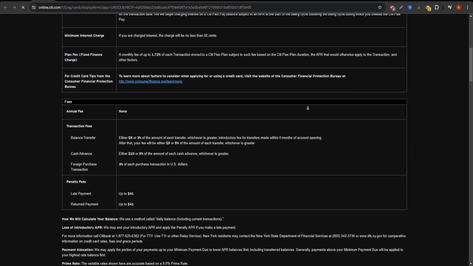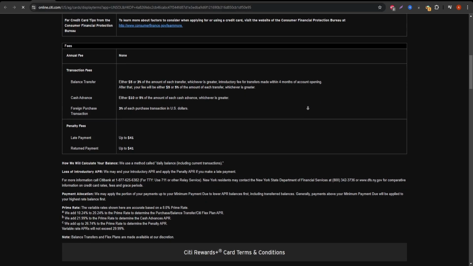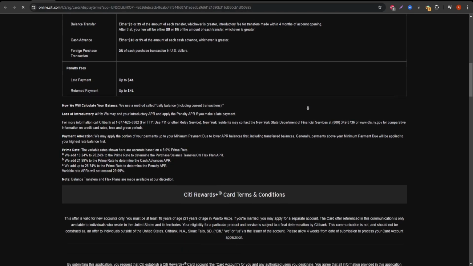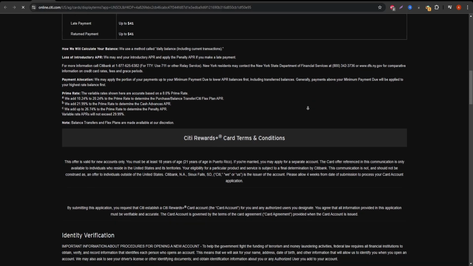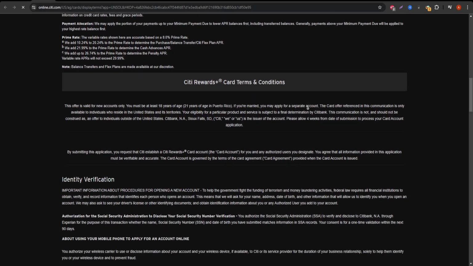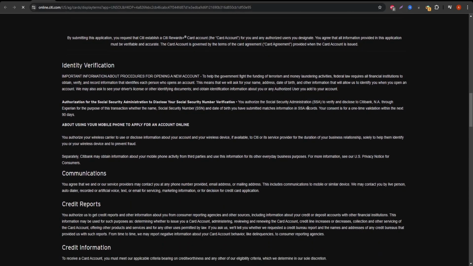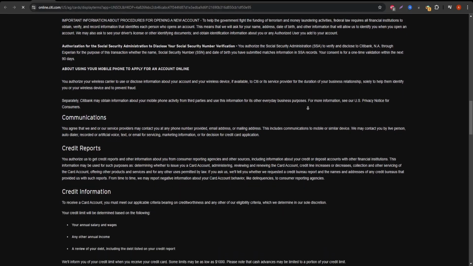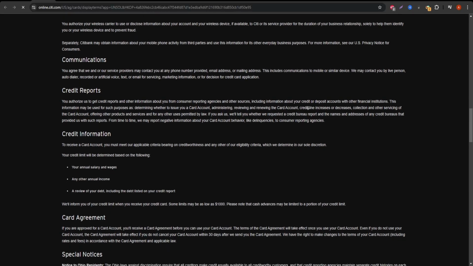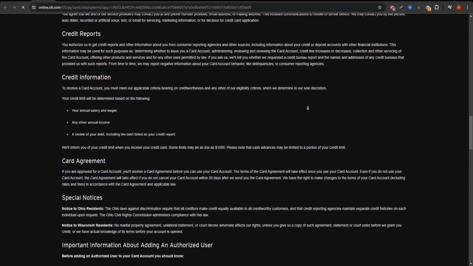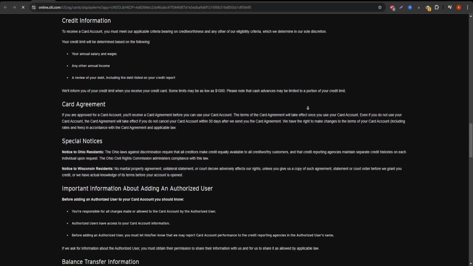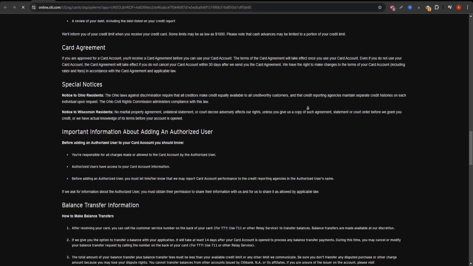Additionally, the Citi Rewards Plus card doesn't come with some of the premium travel perks that other high-tier cards do, like airport lounge access or free checked bags, which could be a consideration if you're comparing it to travel-focused cards. As for eligibility, you'll need good to excellent credit to qualify for this card. The process is straightforward, and you could apply online to check your eligibility quickly.